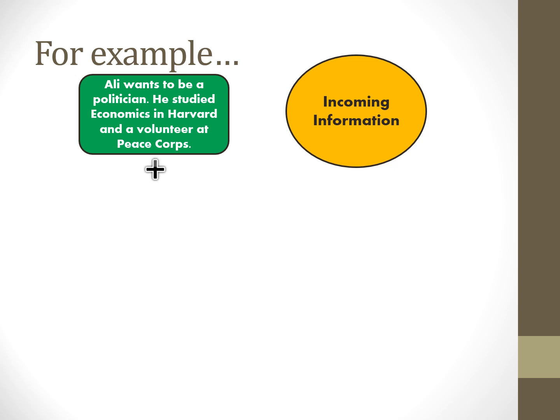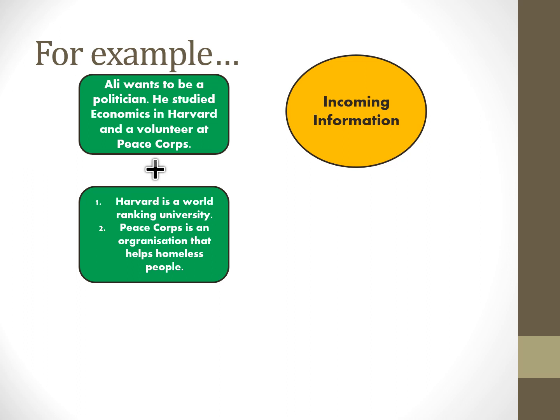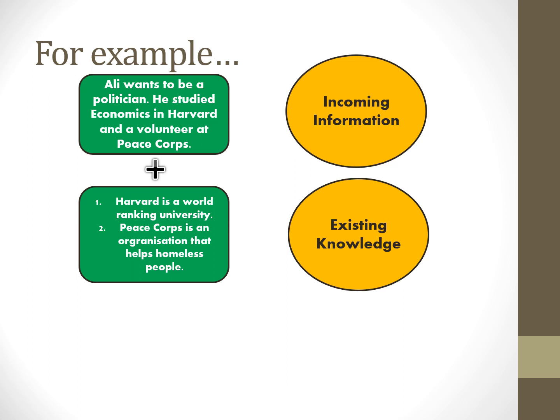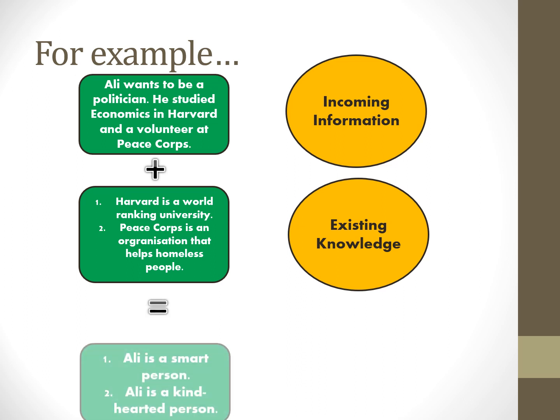Plus existing knowledge, what you have in your mind pertaining to this issue or this information. You know that Harvard is a world-ranking university. You know that Peace Corps is an organization that helps homeless people, for example. So that's your existing knowledge. You combine these two in order for you to infer on the piece of information that you have just obtained. So what would be your inference?